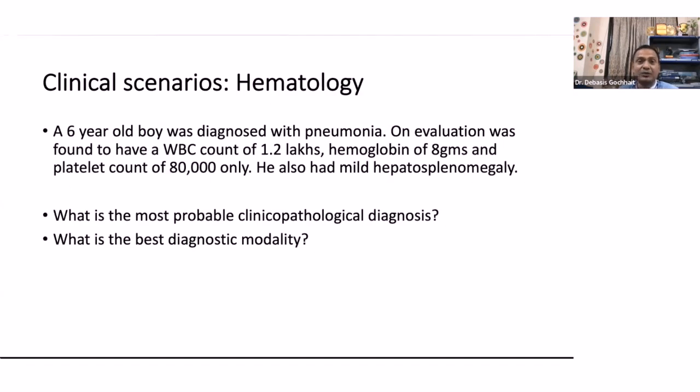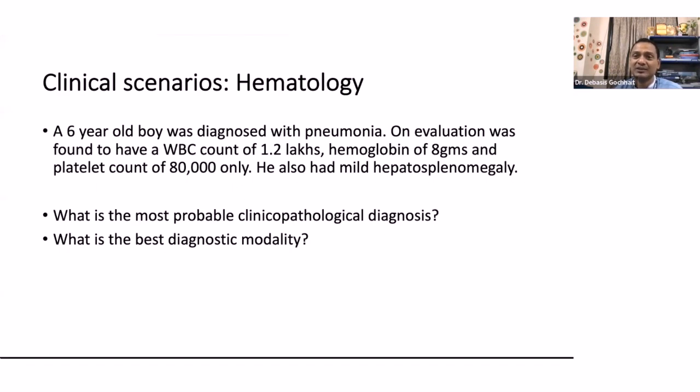Coming to a hematology scenario, here we are talking of a 6-year-old boy who is diagnosed with pneumonia. On evaluation, the boy is found to have a WBC count of 1.2 lakhs, hemoglobin of 8 grams, platelets of 80,000. He also has mild hepatosplenomegaly. If you are a good student who has read a proper textbook and remember the normal values, you will know the normal WBC count. Is it normal? It is very abnormal.